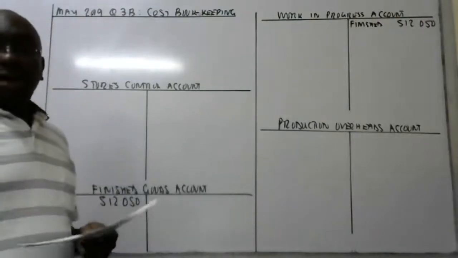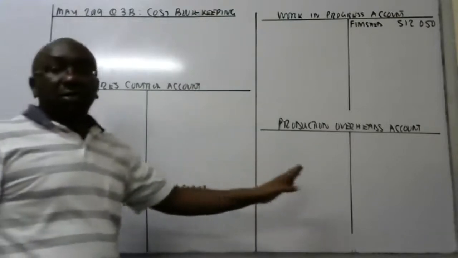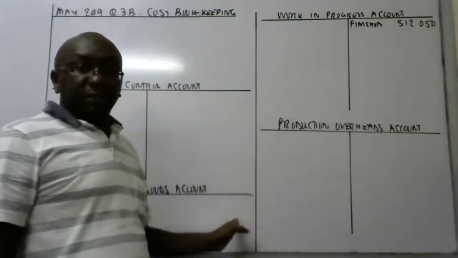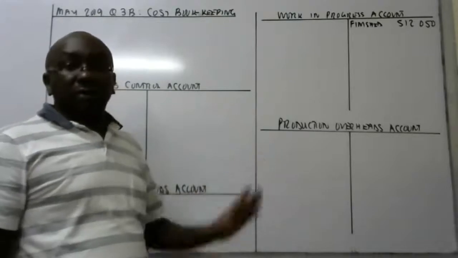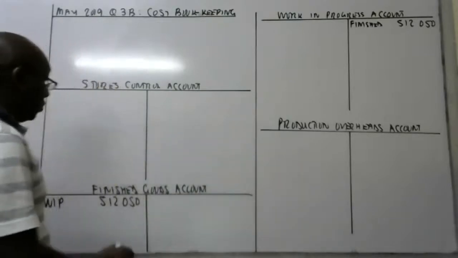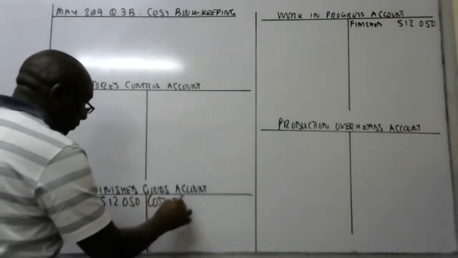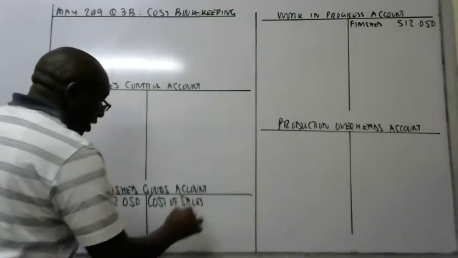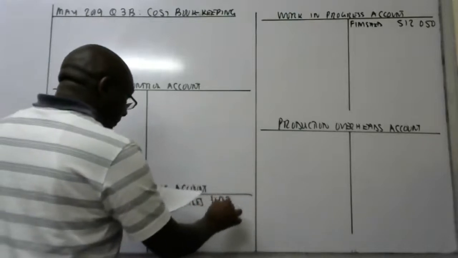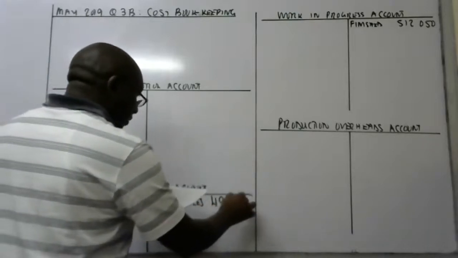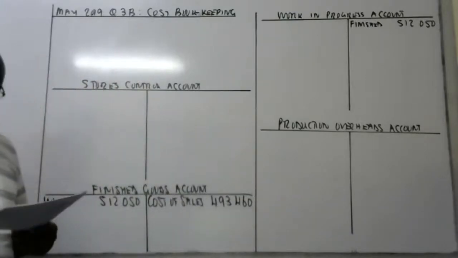Cost of goods sold. When we sell, we debit cost of sales account and credit finished goods account. Now, the examiner did not want the cost of sales account, so we are not going to prepare it. But when we come here, because of cost of sales, we credit here 493,460. Those are goods that were sold.